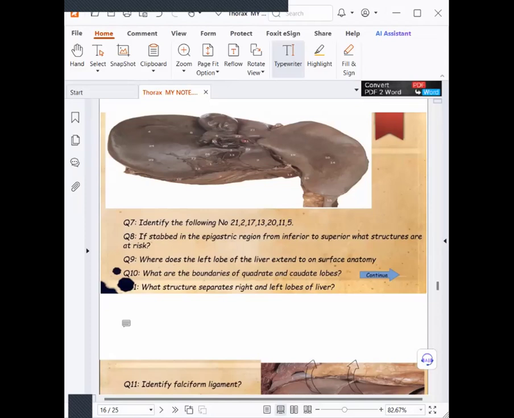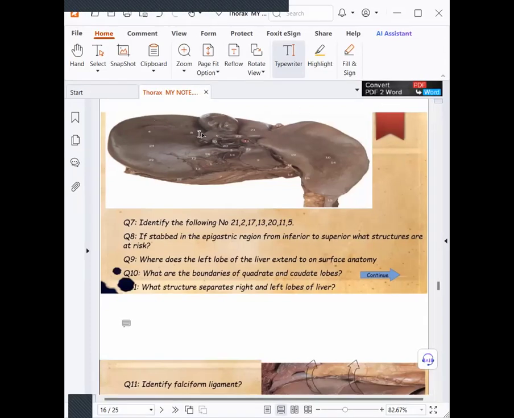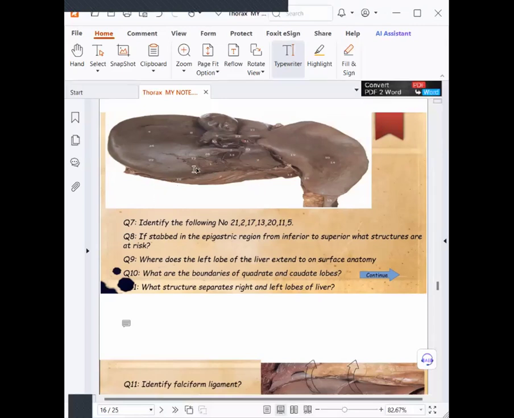Is this the common hepatic duct or common bile duct? Number 5 will be the common hepatic duct, because it hasn't crossed the cystic duct. From the right lobe and left lobe, both the right hepatic duct and left hepatic duct will come and form the common hepatic duct, and it will descend, then the cystic duct will join to form the common bile duct.